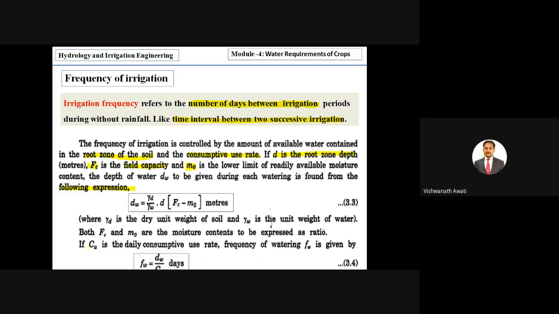So then if Cu is the daily consumptive use rate, frequency of watering Fw is given by dW by Cu. So dW is the depth of water to be given during each watering, which is calculated using the above formula. Then Cu is the consumptive use rate, right? Very simple formula. These two formulas are very important to solve the problems.